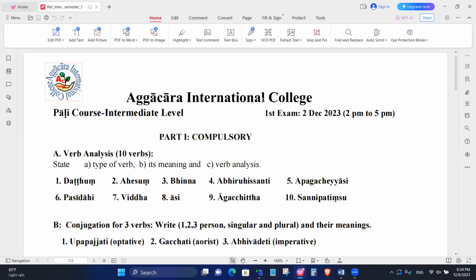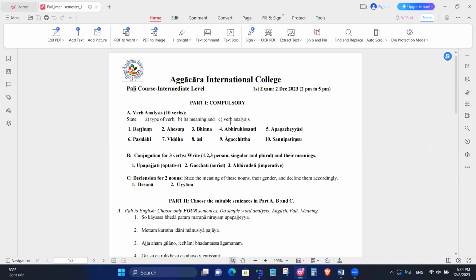All right, this is an intermediate level. It's 3 hours. So first thing, when you come to any exam, whether Pali or Abhidhamma, whatever, first make sure you check the time. All right, so you check it: 3 hours. That's the first thing that you should do.